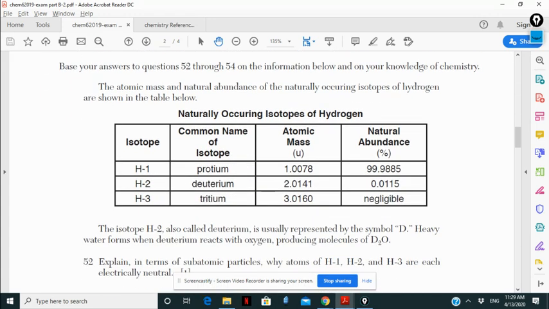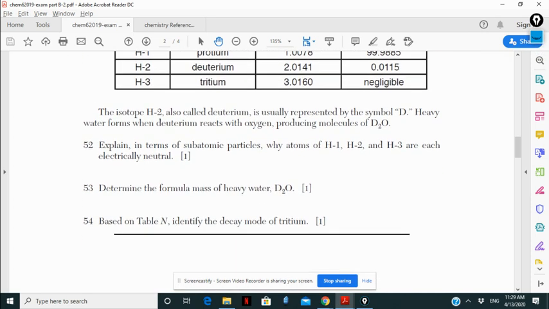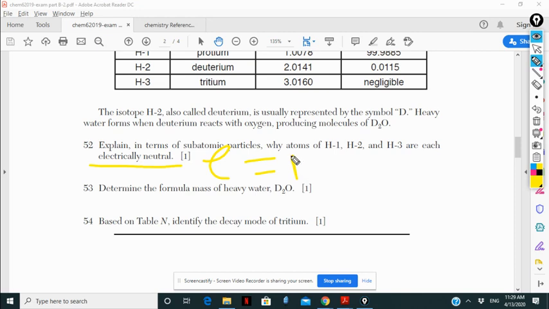So question 52 through 54. Now I'm going to skip all this stuff. Explain in terms of subatomic particles why atoms of H-1, H-2, H-3 each are electrically neutral. So when I talk about electrically neutral, it means the electrons equal the protons. That's why everything is electrically neutral.